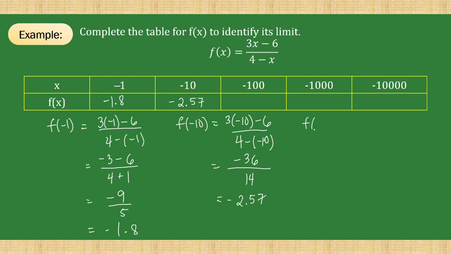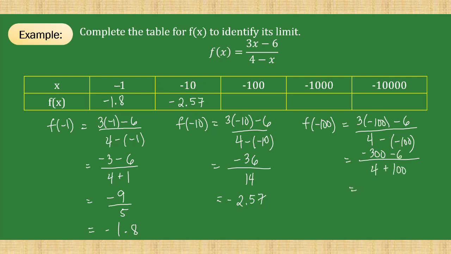How about for negative 100? Meron tayong 3 times negative 100 minus 6. This is 4 minus negative 100. 3 times negative 100 is negative 300 minus 6. This is 4 plus 100. The numerator, ito ay magiging negative 306 all over 104.